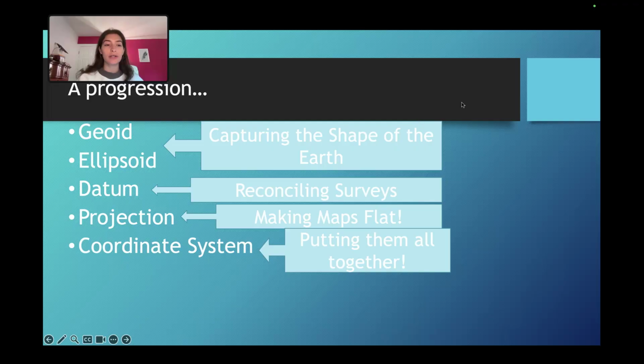So geoids and ellipsoids allow us to capture the shape of the Earth. We'll go into what the shape of the Earth is, what we think it is. Datums help us to reconcile surveys, so when you may say that something is at point x, y, when in reality it's actually at x1, y2. Projections help to make maps flat. If you remember from our very first lecture, that orange peel idea: if you take an orange peel or something that's spherical and you try to flatten it out, there's always going to be some sort of distortion, some sort of tear, going from a three-dimensional to a two-dimensional object. And then coordinate systems put everything together.